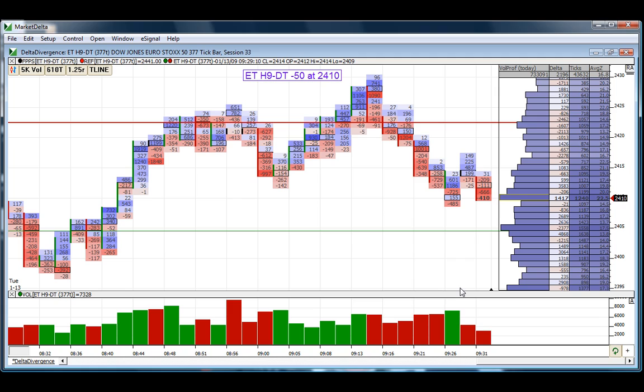Following the delta footprint as price trends helps to confirm the direction of the trend. For instance, if price is trending higher, ideally the prices that make up the trend will have a positive delta. Conversely, if price is trending lower, the prices that make up the downtrend will have a negative delta.